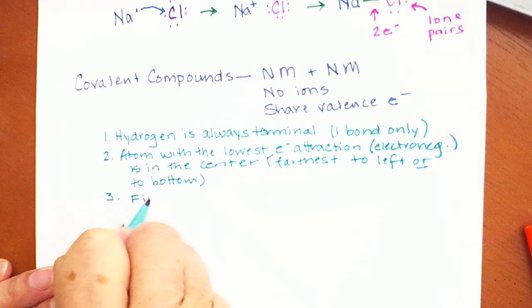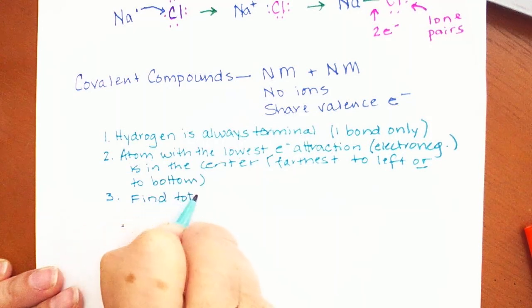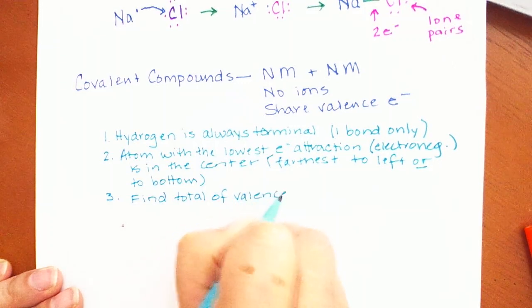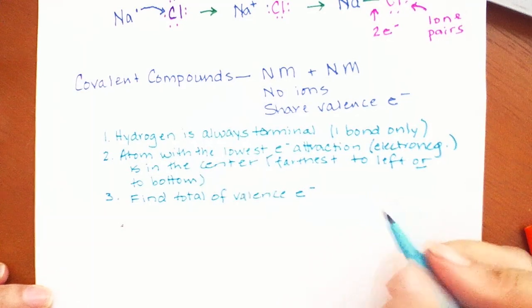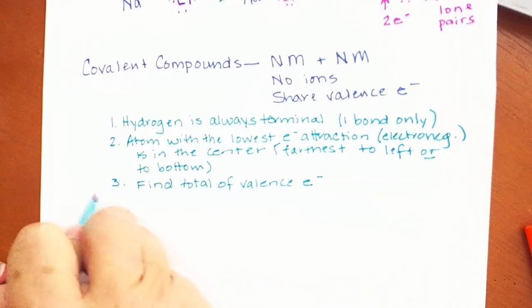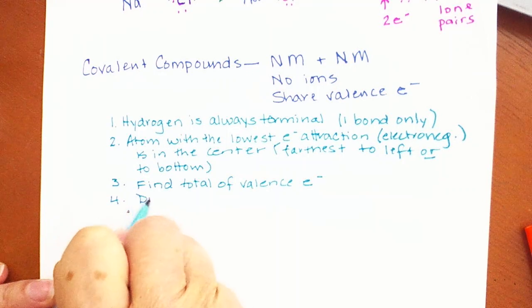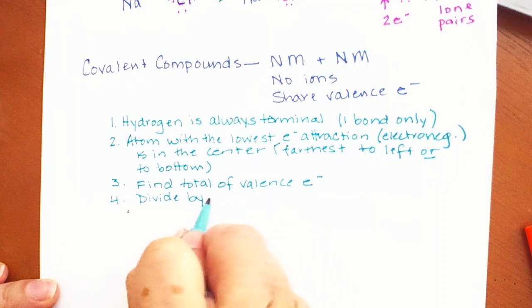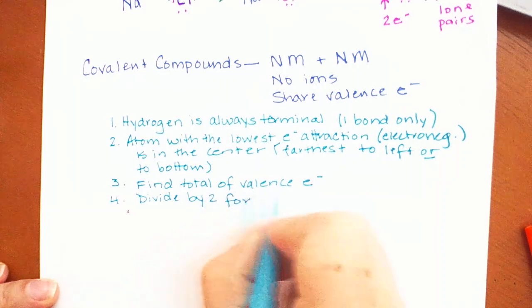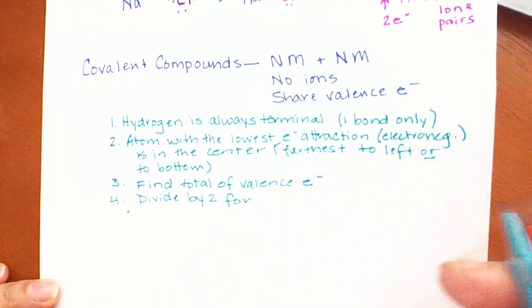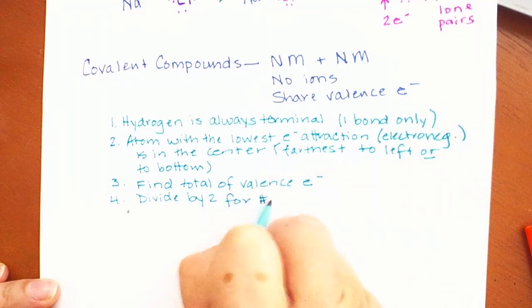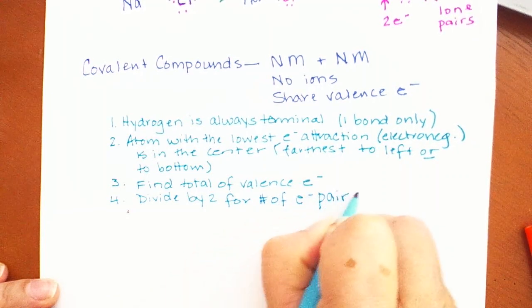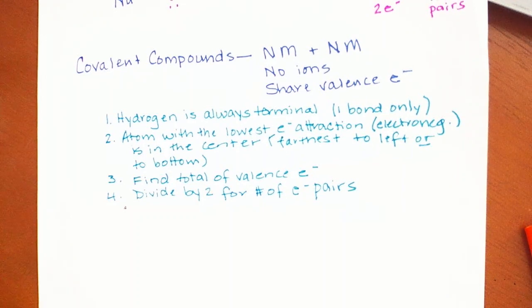Number 3. Find the total of all of the valence electrons. You're going to add them up. You just add them all up. Number 4, divide by 2. And when you divide by 2, that gives you the number of electron pairs, which would be bonds or lone pairs. So that gives you the number of electron pairs that you're dealing with.